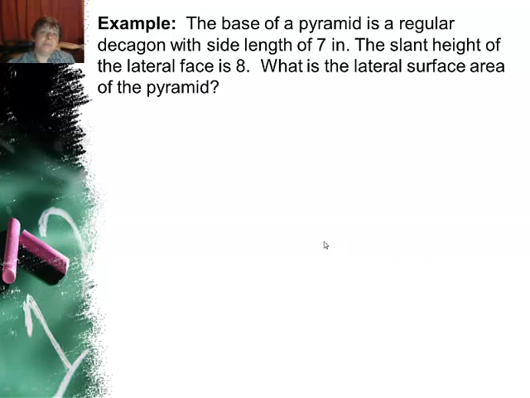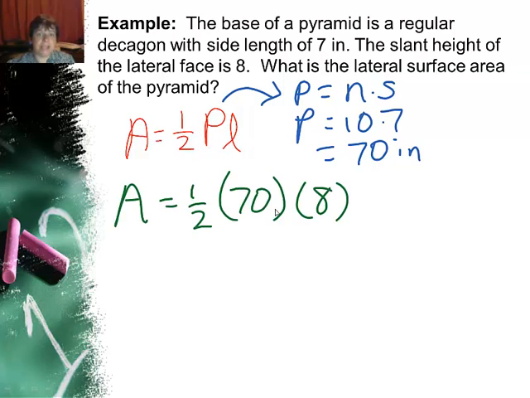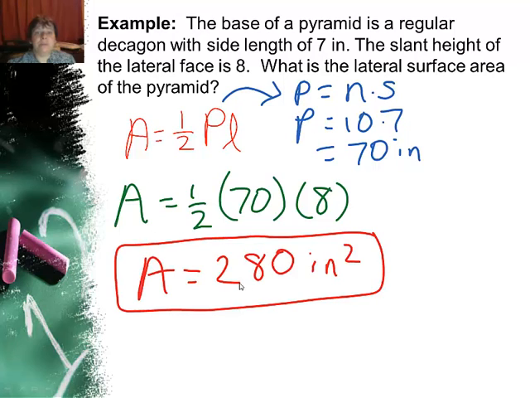So let's do a very simple example. We tell you the base of a pyramid is a regular decagon with a side length of 7. The slant height of the lateral face is 8 inches. What is the lateral surface area of the pyramid? Well, here's the formula. Area is 1/2 the perimeter times the slant height. So I need to find the perimeter first. Since there are 10 sides in a decagon, and each side is 7, the perimeter is 70. I'll put that back in for P, and I know that the slant height is 8. Substituting in and multiplying, I get 280 inches squared for the lateral surface area of the pyramid.